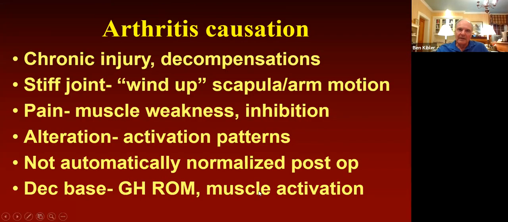Okay, very good. All right, so let's talk just a little bit about arthritis. This is something brand new in my thought process. Remember that arthritis is a chronic injury. It's got decompensations in the shoulder muscles, scapula, and everything. You get a stiff joint, so the scapula doesn't work well because of all this tightness. You've got pain, you've got muscle weakness, all the stuff's going on before you ever operated on this patient.